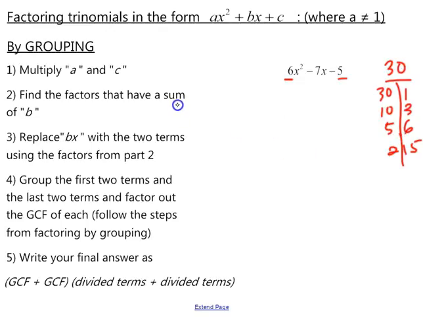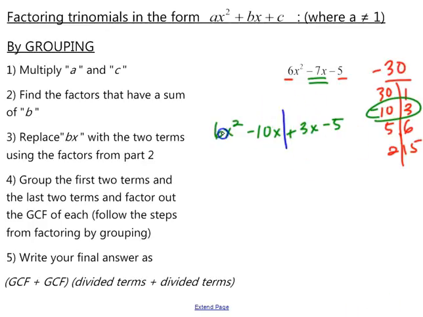So then you have to ask yourself which ones are going to add up to negative 7. So again, because this is negative 5, one of the numbers needs to be negative. So if we take negative 10 plus 3, that's going to give us our negative 7. So we want to replace our bx, that middle term, with these two factors. So we're going to take 6x squared minus 10x plus 3x minus 5.